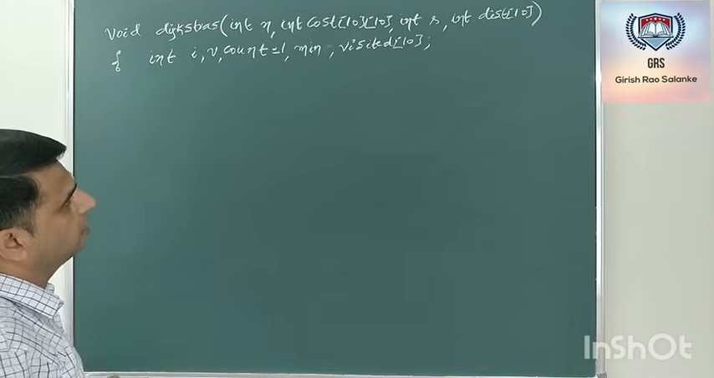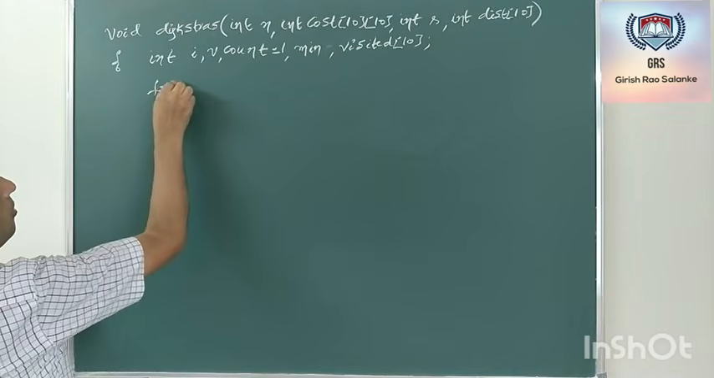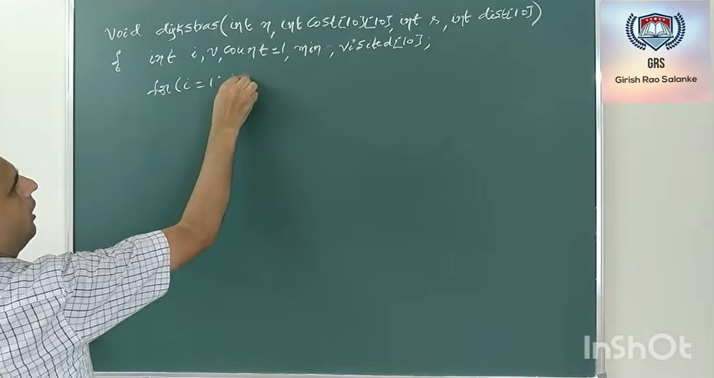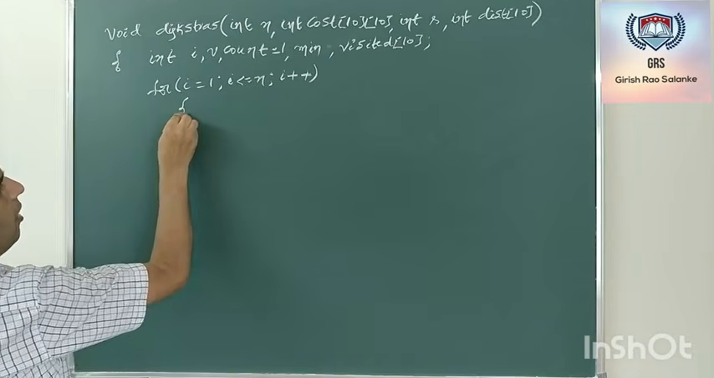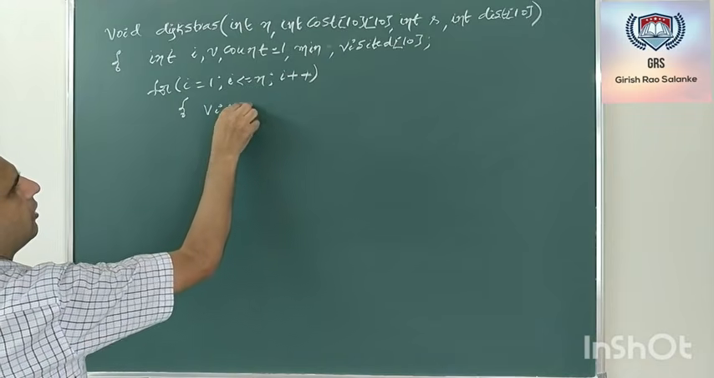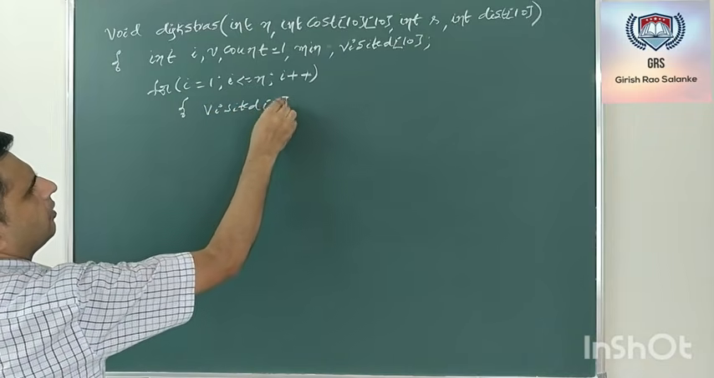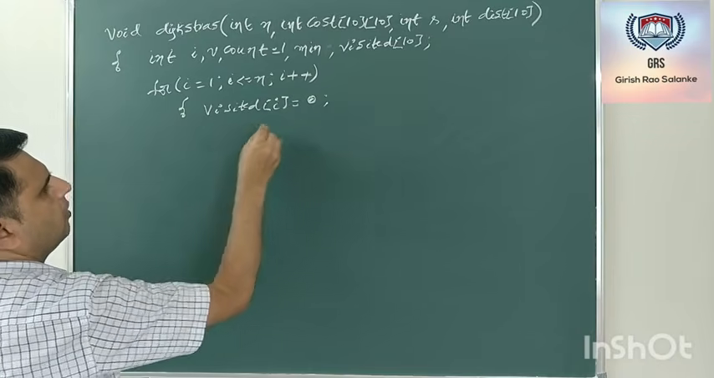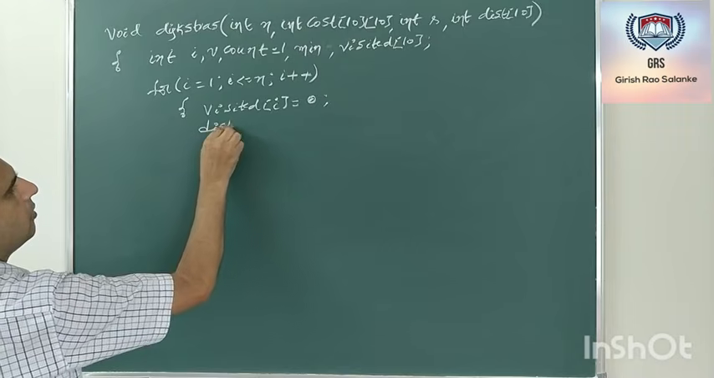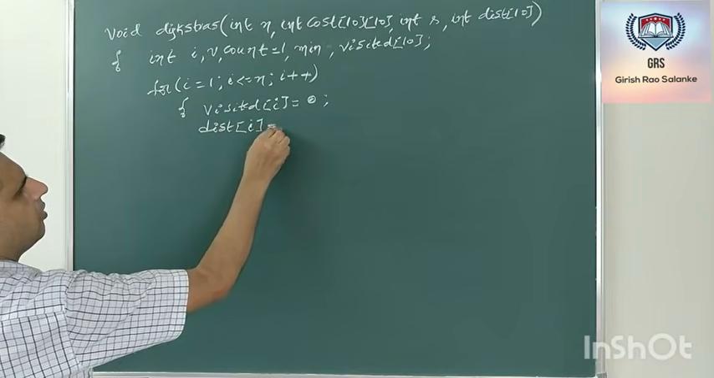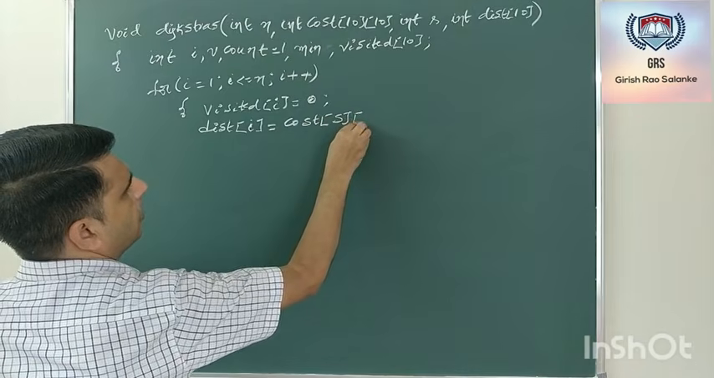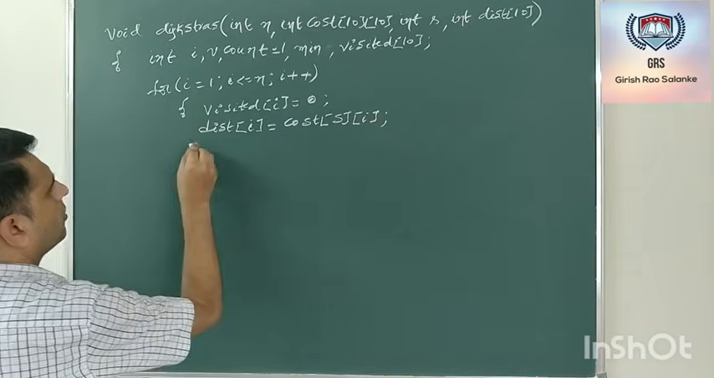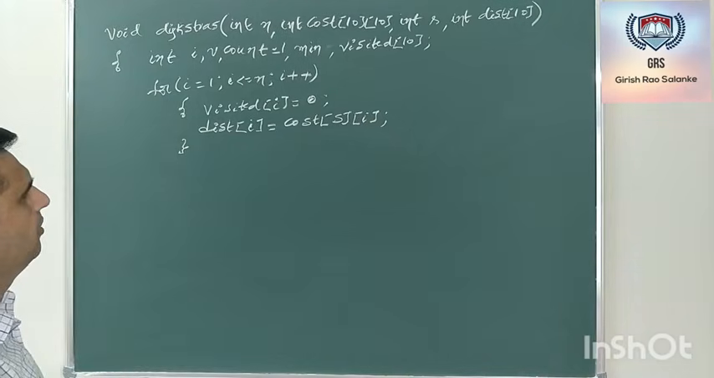So initially what we will do, for I is equal to 1, I less than or equal to n, I plus plus, will mark all the vertices as not visited. Visited of I is equal to 0 and distance of I is equal to cost of S to I. So this is the initialization that we will do.